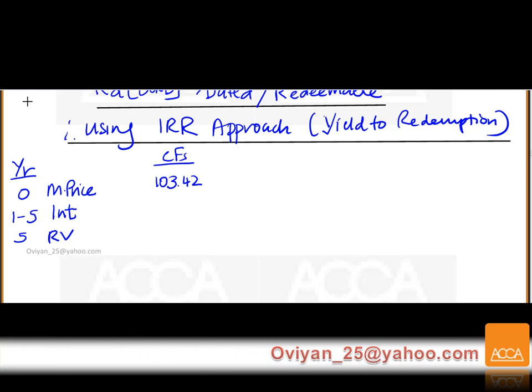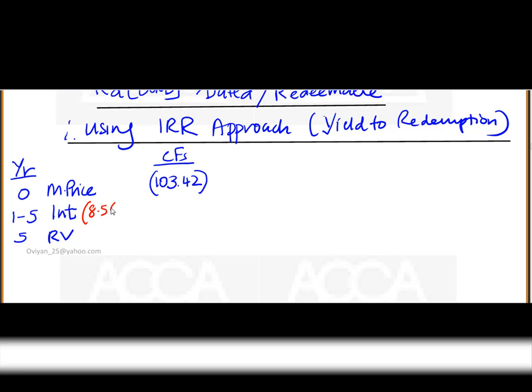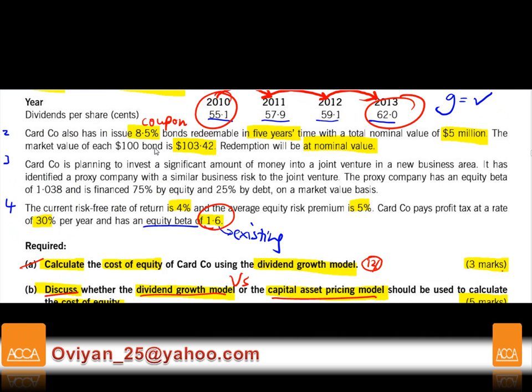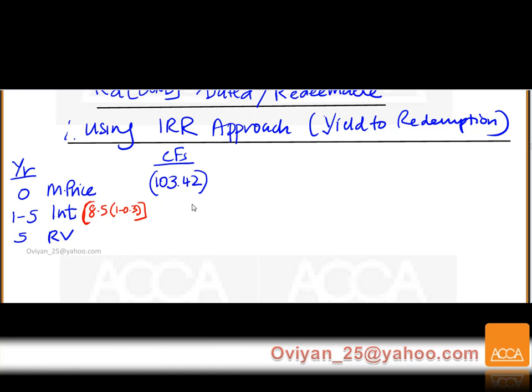103.42. Taking the investor's perspective, we'll put a bracket. He's going to pay out this money, and on top of that he's going to get something. Now he's going to get 8.5. Now this is the company's cost of debt. Companies can save tax at 30%. So eventually the company will feel they paid 8.5, but the tax rate is 30%, so the savings will come in. So eventually they will feel that they have paid interest of 5.95 per 100.